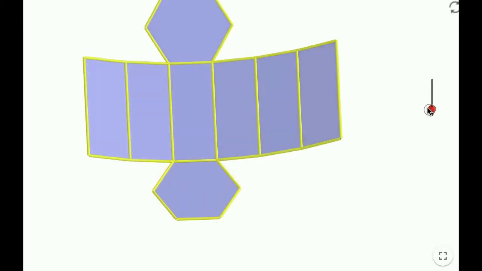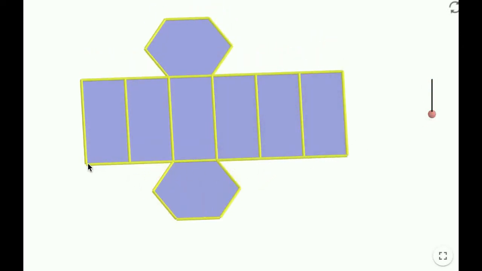So we notice that the area of this rectangle is base times height, and the base is going to be the perimeter of the base of the prism, and the height of the rectangle is the height of the prism.